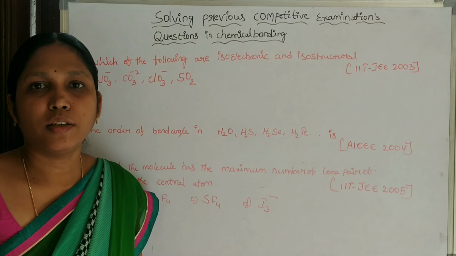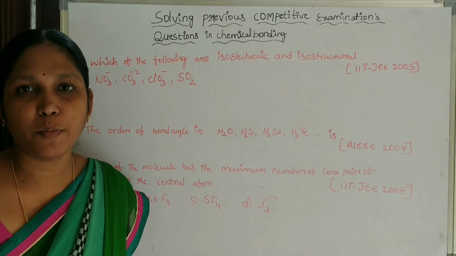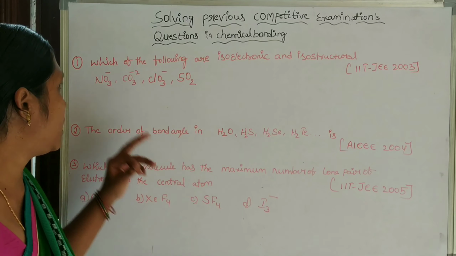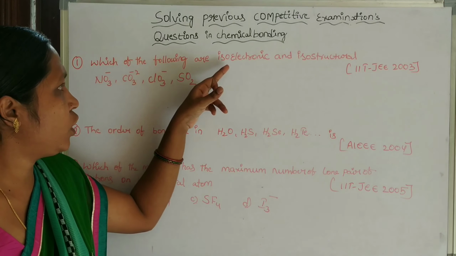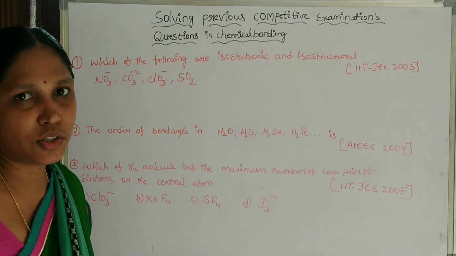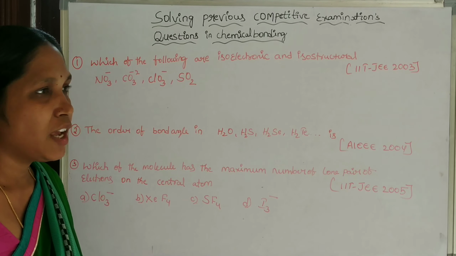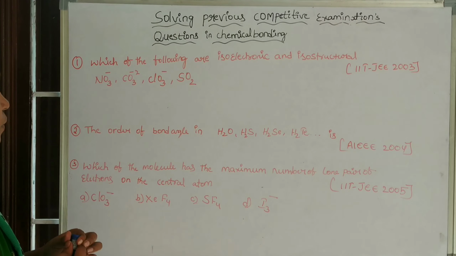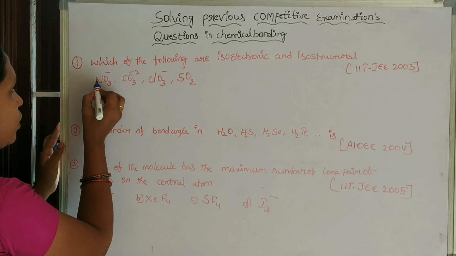Today we will also see some more previous competitive examination questions. See the first one. Which of the following are isoelectronic and isostructural? First, calculate the number of electrons.